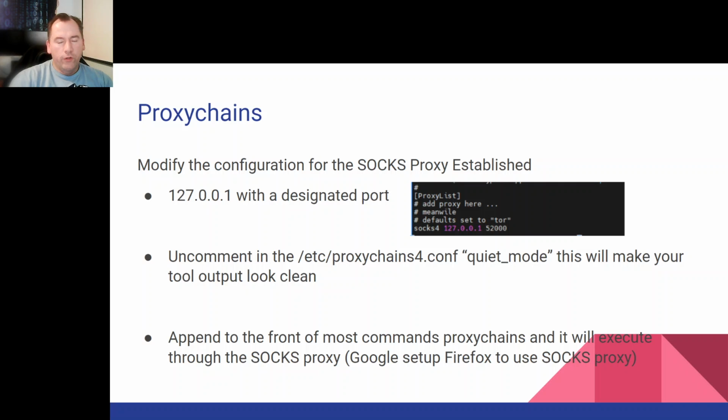Then, if you've used proxy chains without changing or uncommenting quiet mode, you'll see a lot of verbose connections showing if it was successful, especially with an Nmap scan. So make sure in your proxychains4.conf file you uncomment quiet mode so that you don't see the verbose output from proxy chains inside the tools that you're trying to use. And then just another reminder to append proxy chains to the front of most of the commands that you use, and it will execute through the SOCKS proxy.